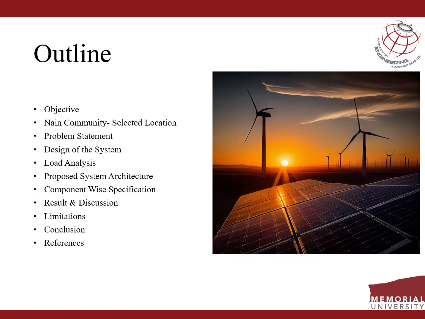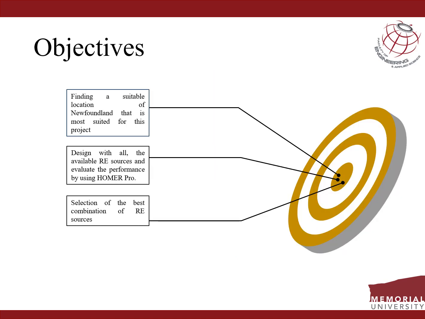This is my project outline and I'll discuss these points in my project. These are the objectives of my project. The main objective is to find a suitable location in Newfoundland for setting up a microgrid. We aim to design this system using all available energy resources, which is obviously renewable energy sources, and evaluate its performance using Homer Pro software.